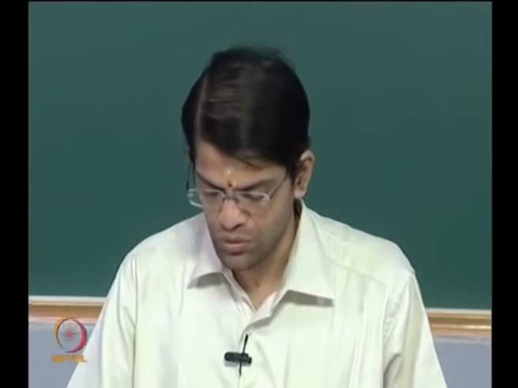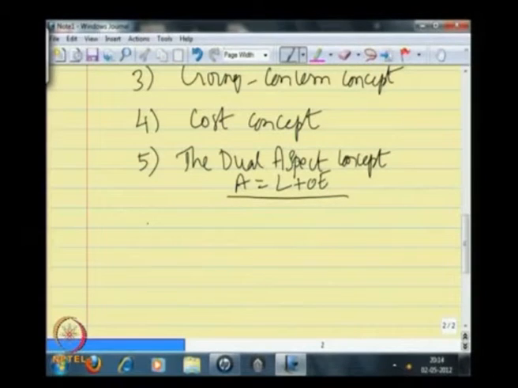Remember, this is the fundamental accounting equation: assets is equal to liabilities plus owner's equity. And we will also understand how this is recorded when we get into double entry bookkeeping.